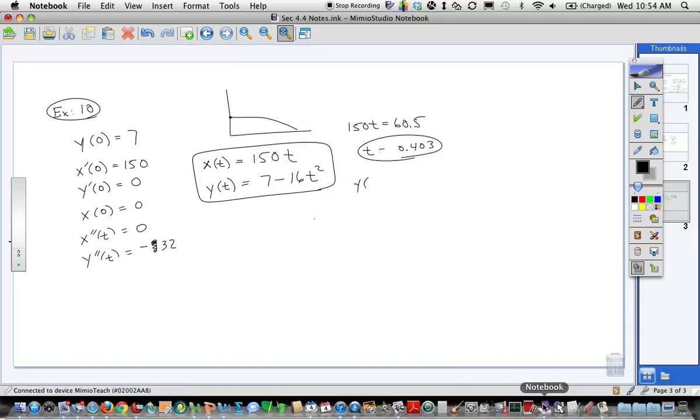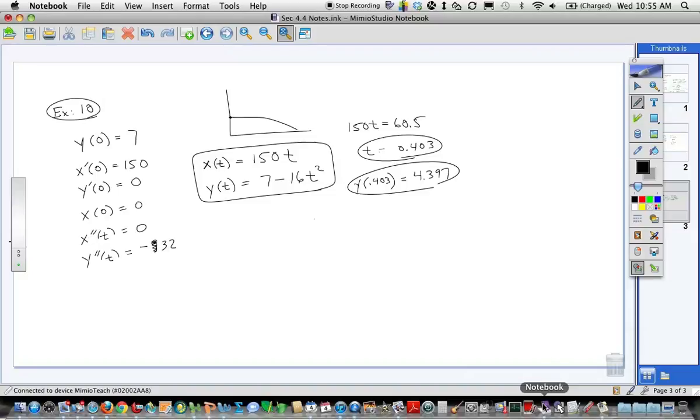And again, I want you to show this work. Put on your paper y of 0.403. That way, if you screw it up when you type it in, at least you're showing that you're knowing where to plug it in, and that's worth some points. So you go ahead and do that on your calculator. 4.397. Okay, which, like we said, is close to being a strike.